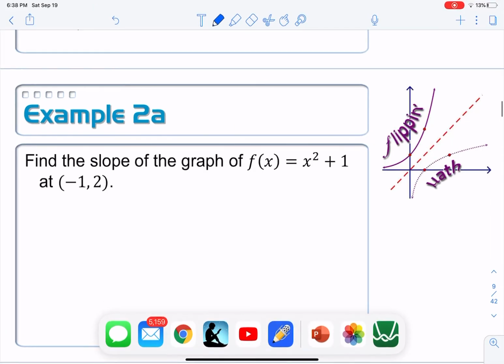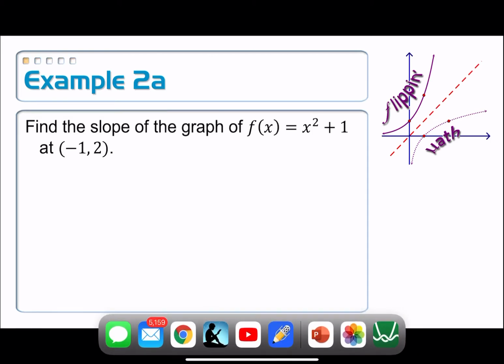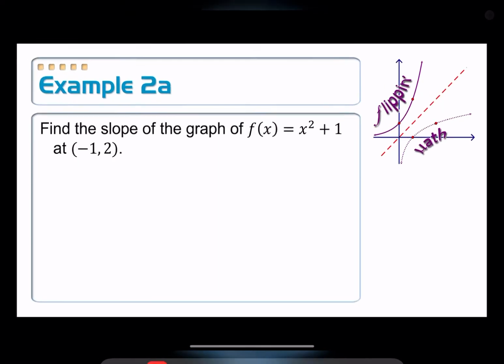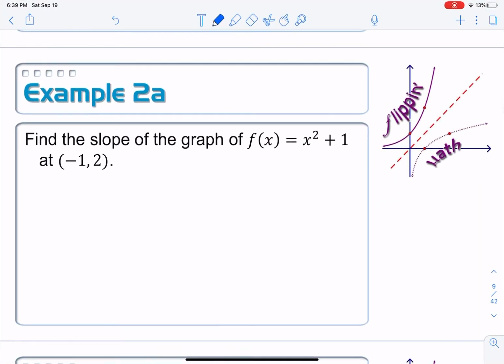All right, let's look at the second example here. Example 2a, find the slope of the graph of f of x equals x squared plus 1 at (negative 1, 2). Okay, so this is more like it. This is one where we would actually use some calculus in order to find the slope, because it's not like, hey, there's a little m stuck in there already. All right, what am I trying to do? So my a value is going to be this negative 1 here.